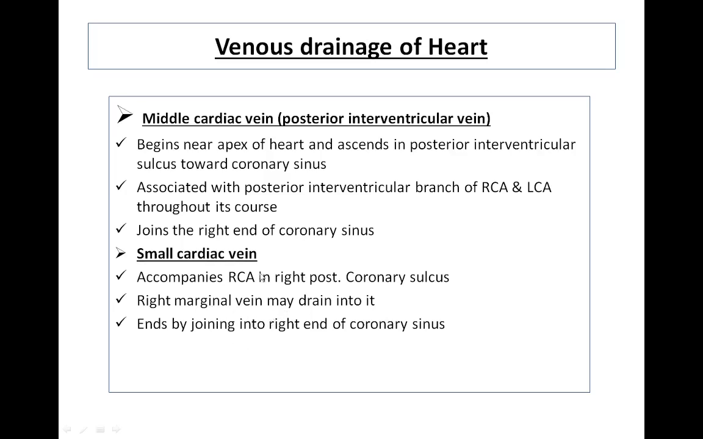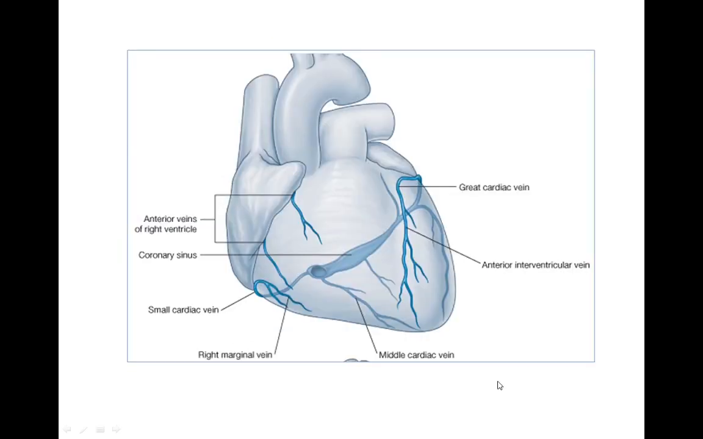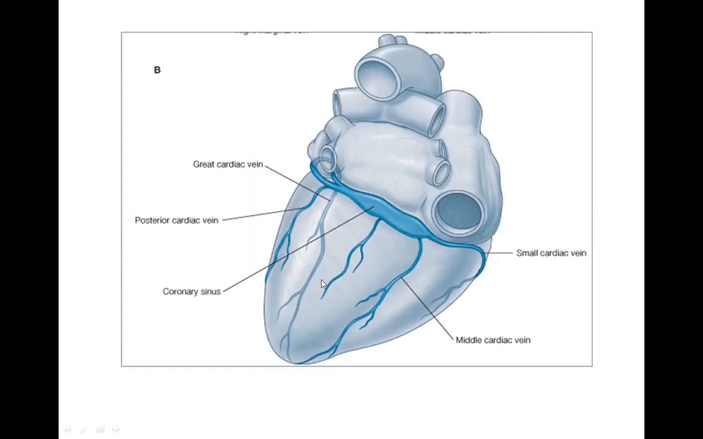Sometimes the right marginal vein may drain into it. Right marginal vein, where is it? See, this is our marginal vein. Because the marginal artery is there, it is running along the inferior border. This is the right marginal vein. Then it goes posteriorly. This is our small cardiac vein, and ultimately this small cardiac vein opens into the right end of the coronary sinus.